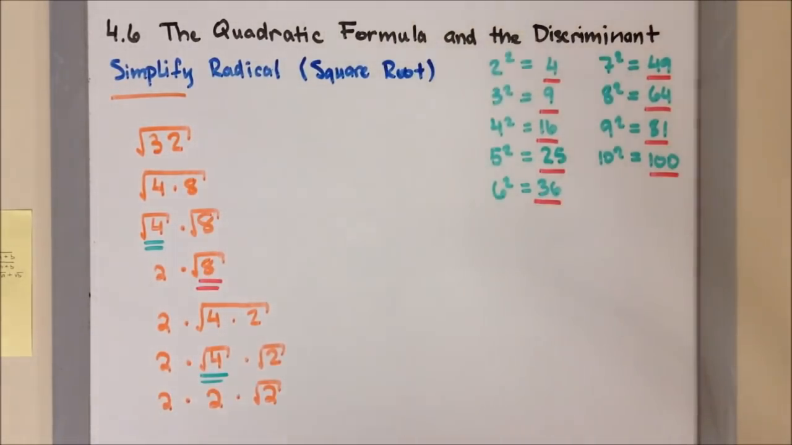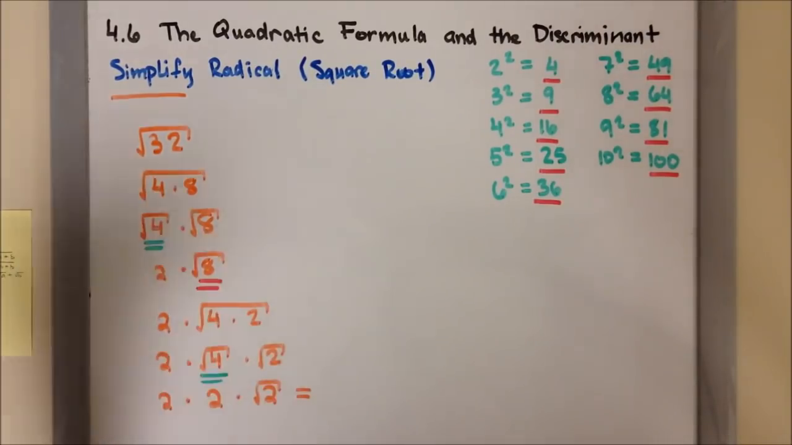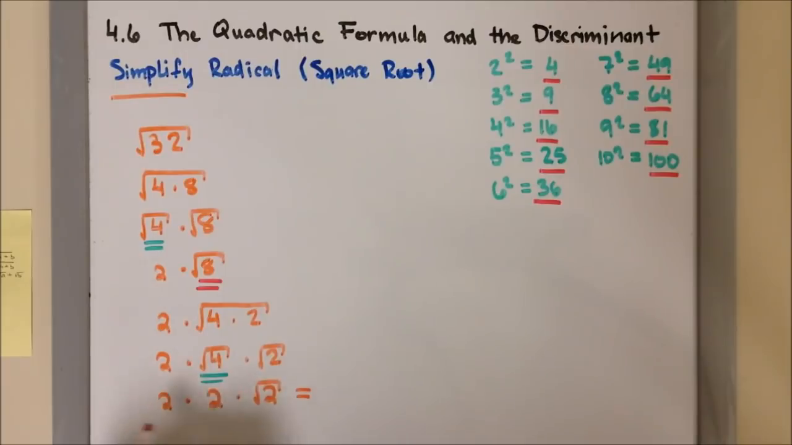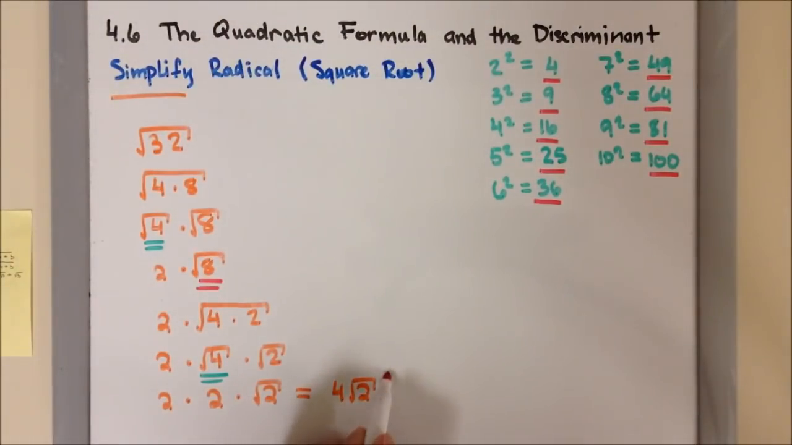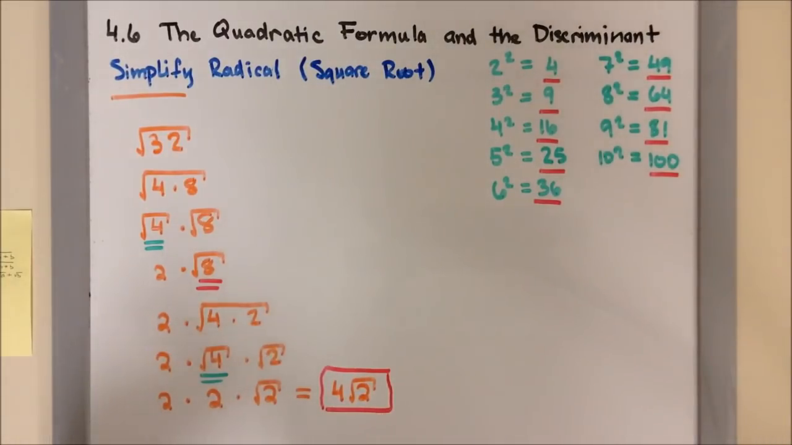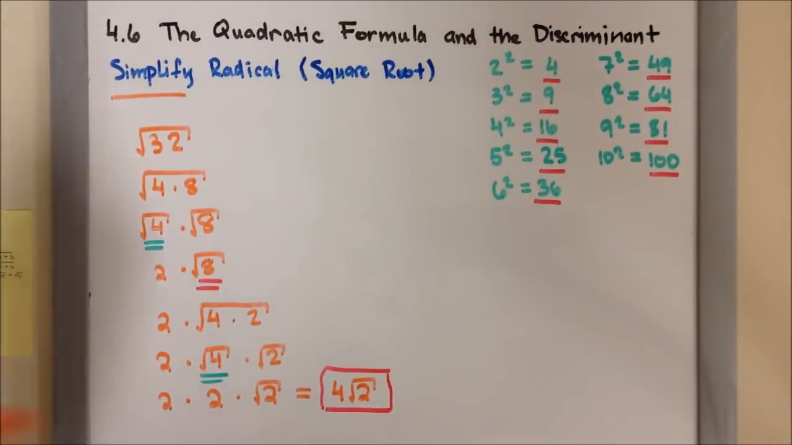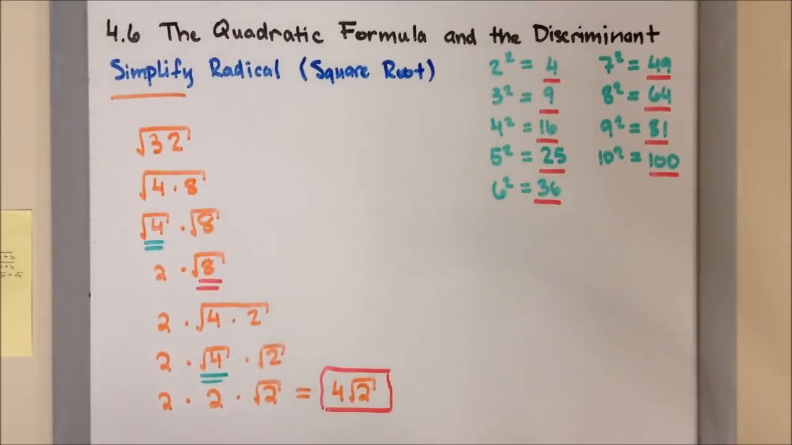Alright. From there, if there's nothing else you can simplify, if there's nothing else you can break down, then I'm going to multiply. So 2 times 2, those are my whole numbers. That's outside the radical. So 2 times 2 is 4. This I cannot simplify, so it will stay as square root of 2. So that will be our final answer for the square root of 32. Now, this is one way. Next, we're going to do another way that will be shorter.